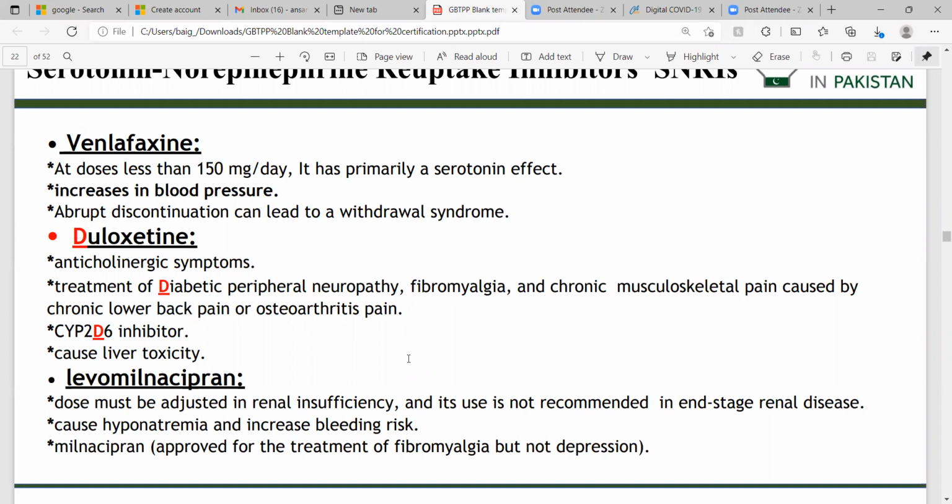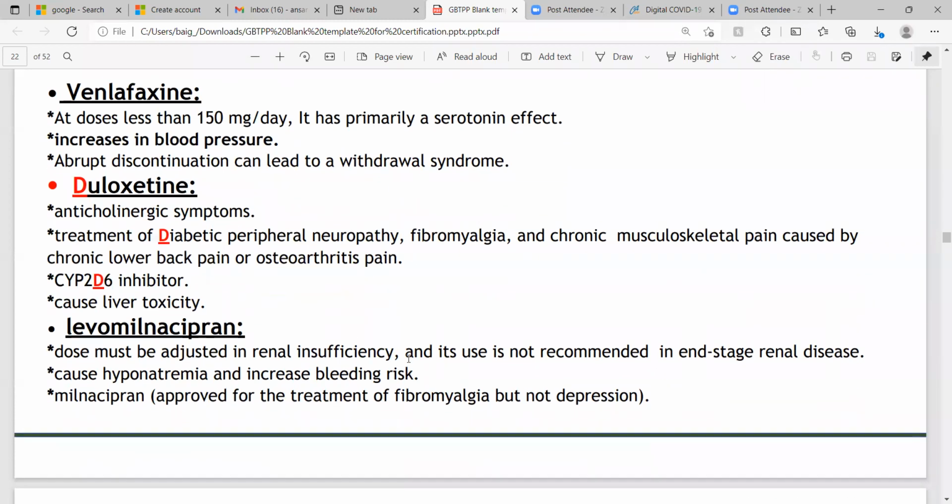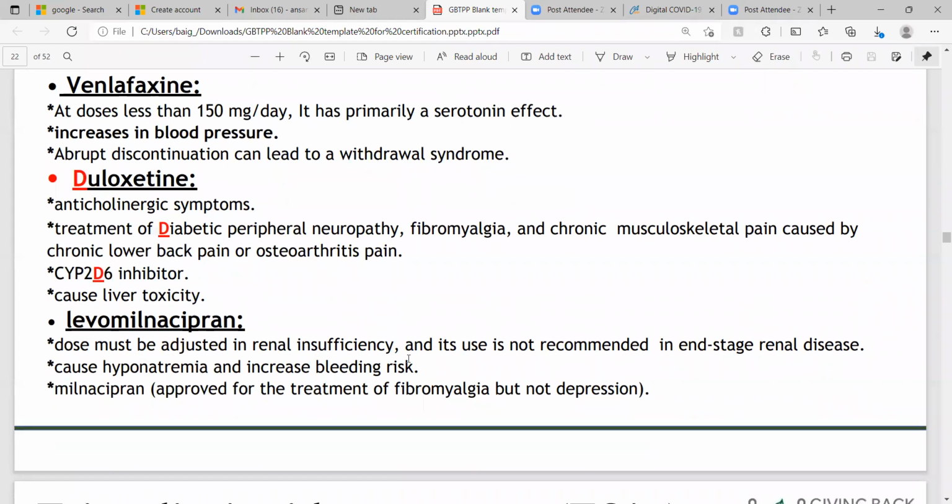For duloxetine, this medication is also used for diabetic peripheral neuropathy, fibromyalgia, and chronic musculoskeletal pain caused by chronic lower back pain or osteoarthritis pain. Also, when we are talking about these SSRIs and SNRIs, we have to think about CYP interaction. The last one, levomilnacipran, you will not see in practice very often, but this is one of the FDA approved treatments for fibromyalgia.